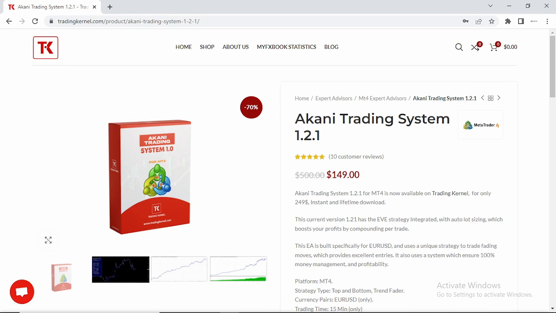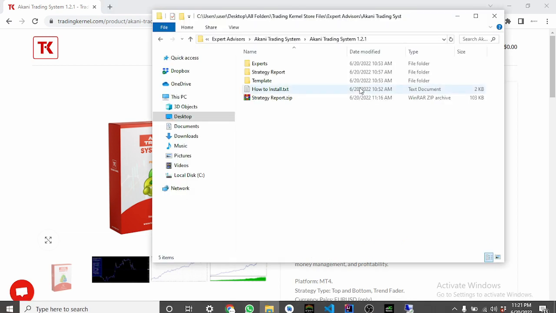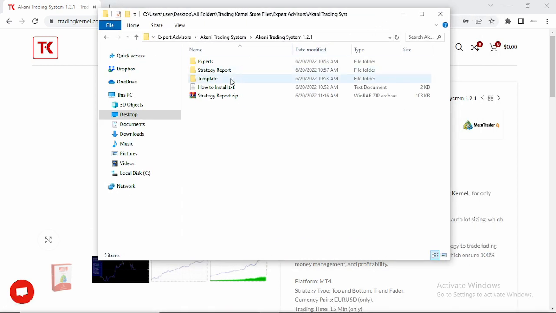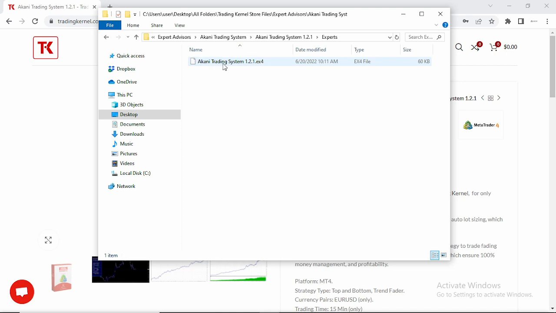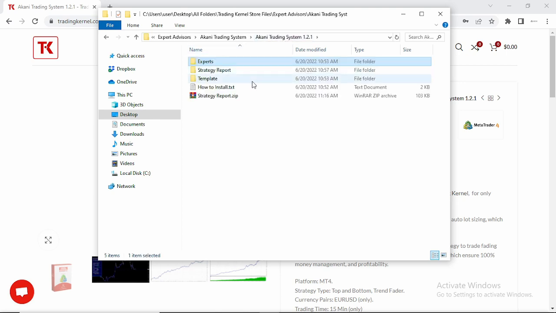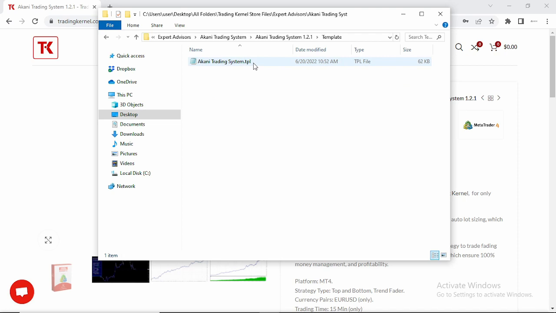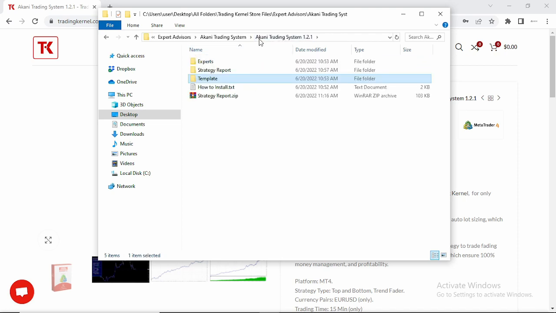So let's look at the file on installation. This is the file you get. You get the experts folder, the strategy report, and the templates. For the experts folder, all you need to do is copy it to the experts folder in your MQL4 data folder, and then copy the templates to your templates folder as well. Then you load the template to the screen.